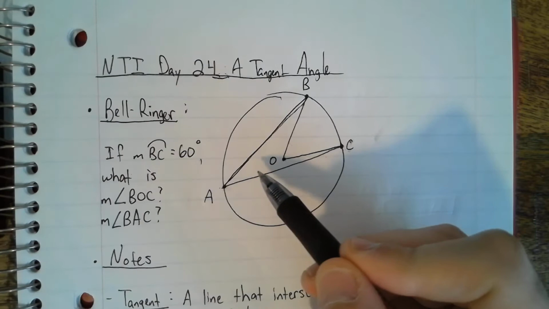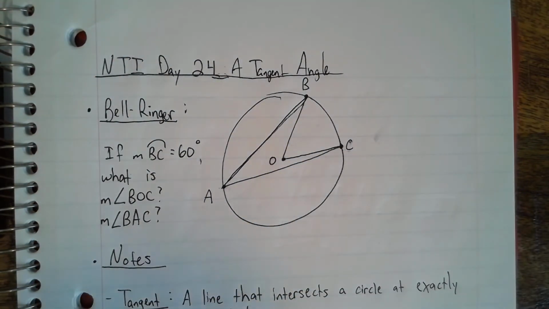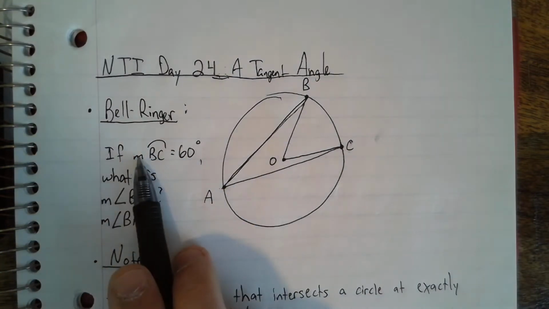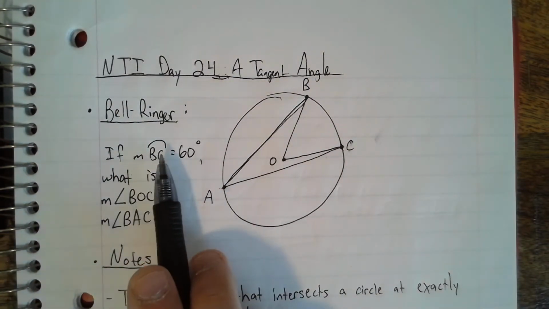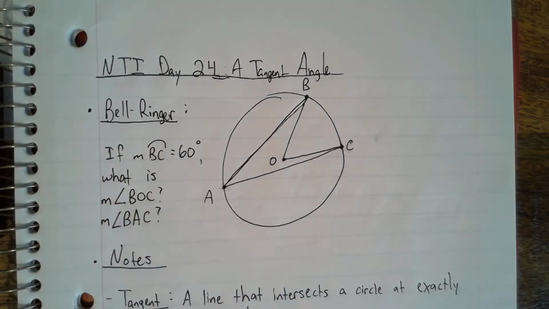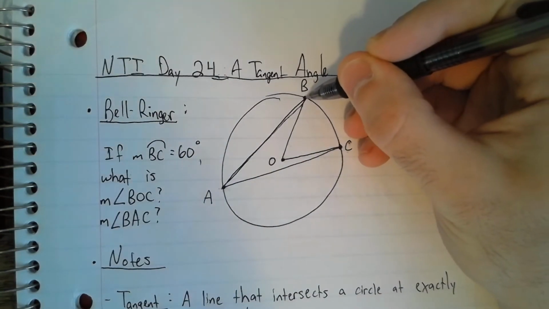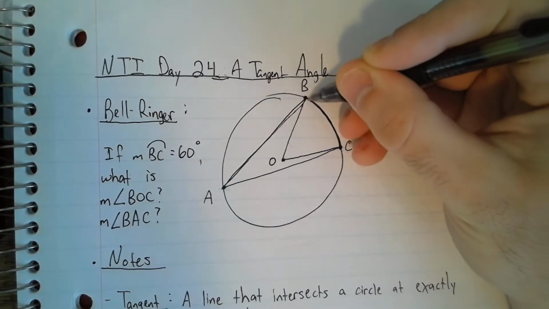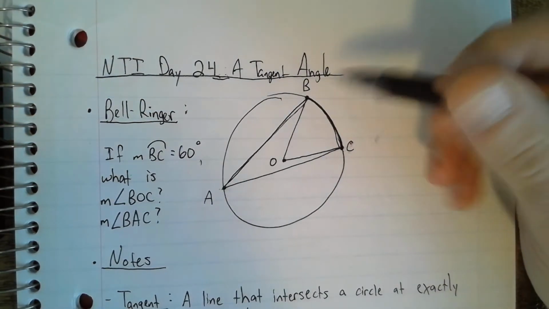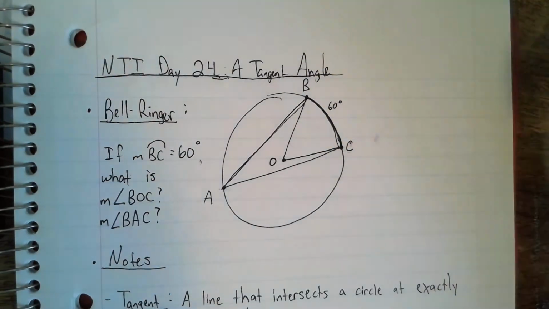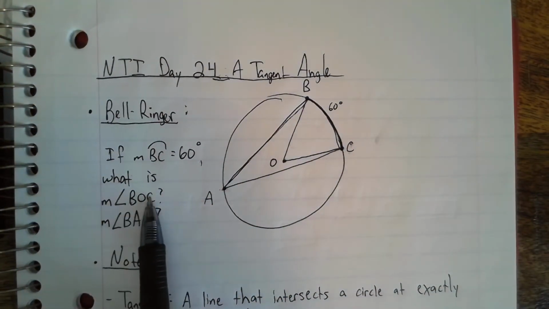Inscribed, central. The bell ringer is a review as to how these two angles are related. So if the measure of arc BC is 60 degrees, so here's arc BC, so I go from B to C, so the arc is just this little sliver of the circle there. If this is 60 degrees, let's answer what is the measure of angle BOC and BAC.